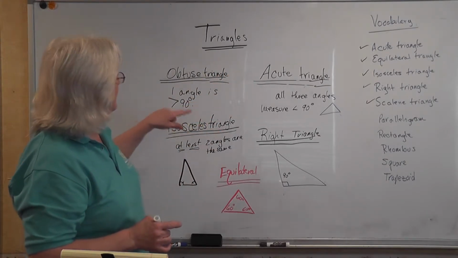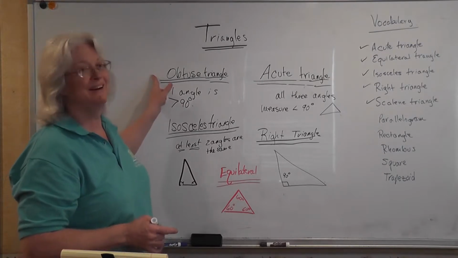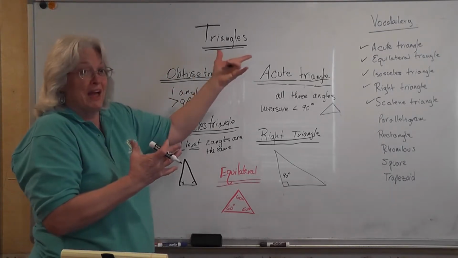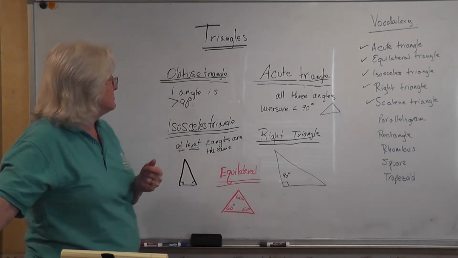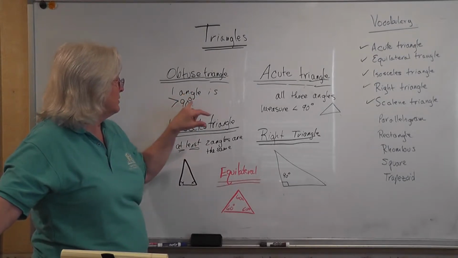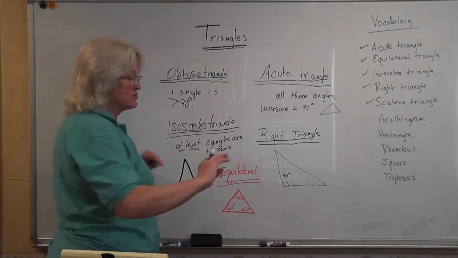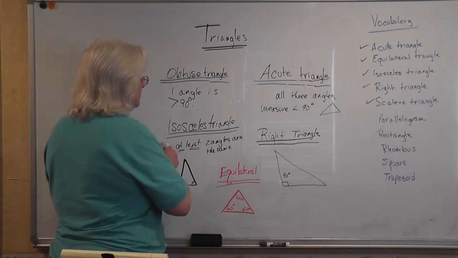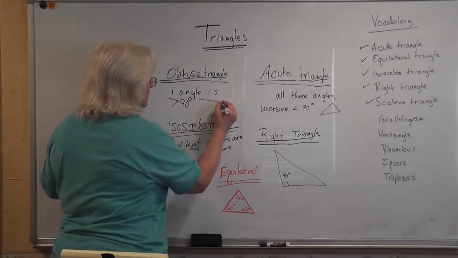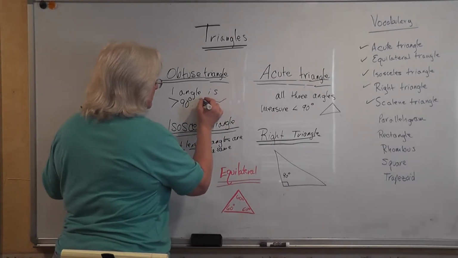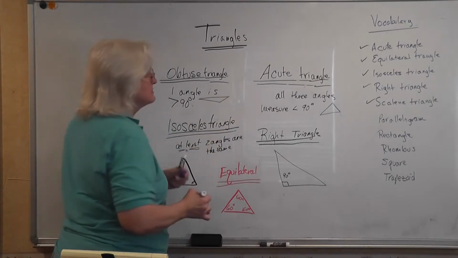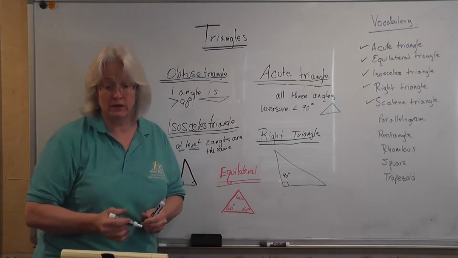So what do I have? I have obtuse. We didn't even have that up here on the vocabulary list, but if it's an obtuse triangle, that's one that has an angle that is greater than 90 degrees in it. That's an example that I had erased of an obtuse triangle.